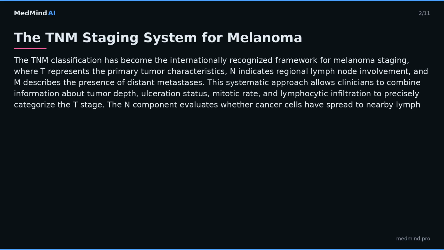categorize the T stage. The N component evaluates whether cancer cells have spread to nearby lymph nodes and quantifies the number of involved nodes and the extent of involvement. The M component determines whether the disease has disseminated to distant organs such as the lungs, liver, brain, or bones. Together, these three parameters create a comprehensive assessment that guides prognostic predictions and therapeutic recommendations.